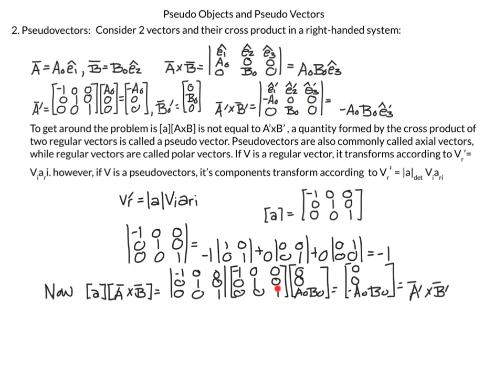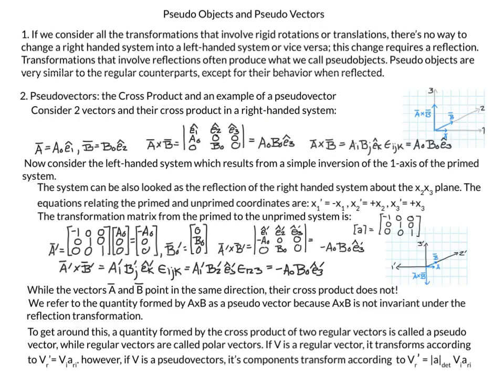We need to introduce the matrix A, and then we put in our regular A cross B, which is 0, 0, and then A naught, B naught. And you see then we will get negative A naught, B naught as our third coordinate, which is exactly what A prime cross B prime is. So this is our correction factor if we're dealing with pseudovectors. The correction factor is exactly the determinant of your transformation matrix.